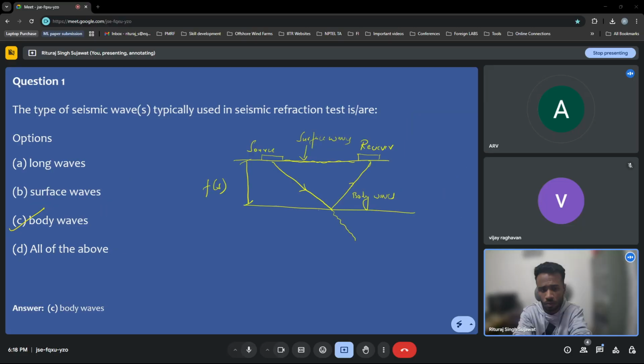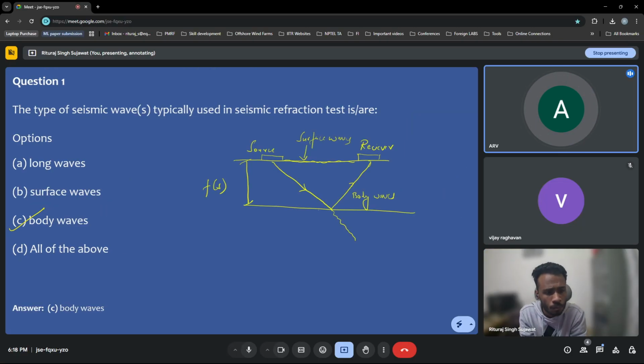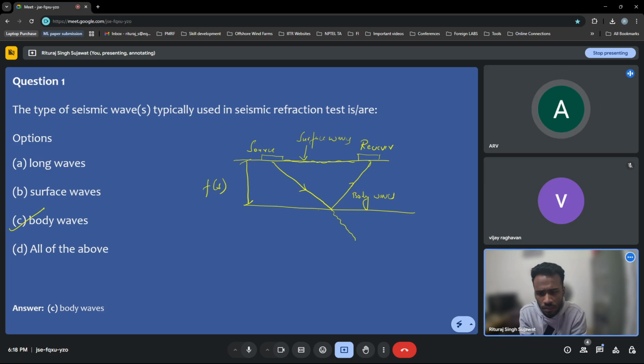If not so, sir, is it also called shear waves, or is it different? Yeah, shear waves are different. Okay, sir. So as per my knowledge, that basically comes for the surface waves, usually it comes for the surface waves, the shear waves. Okay, sir.